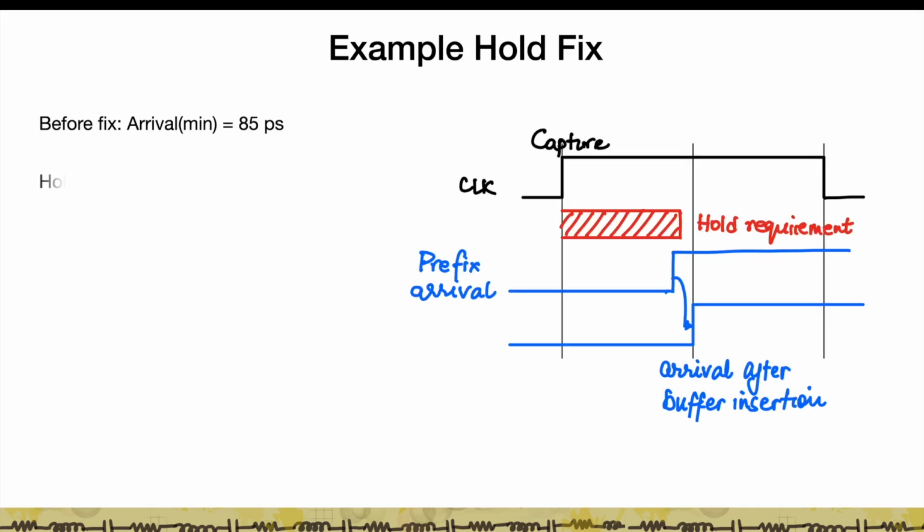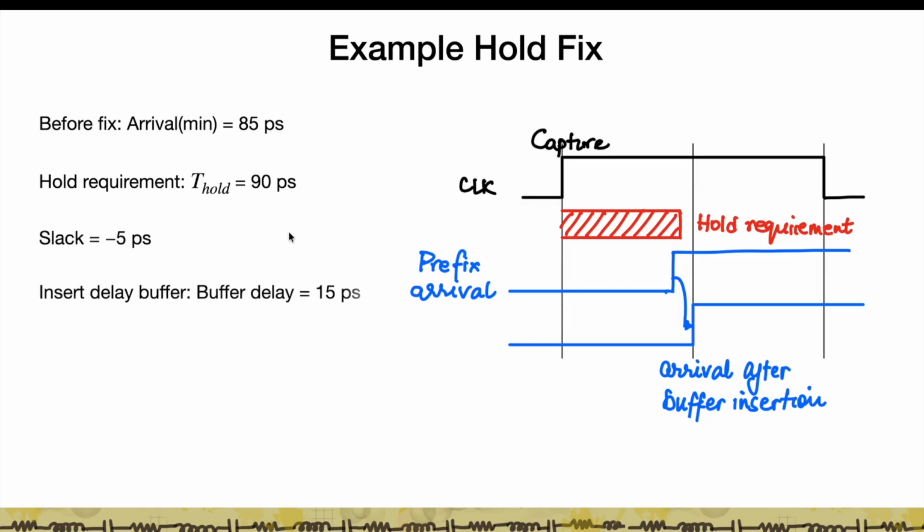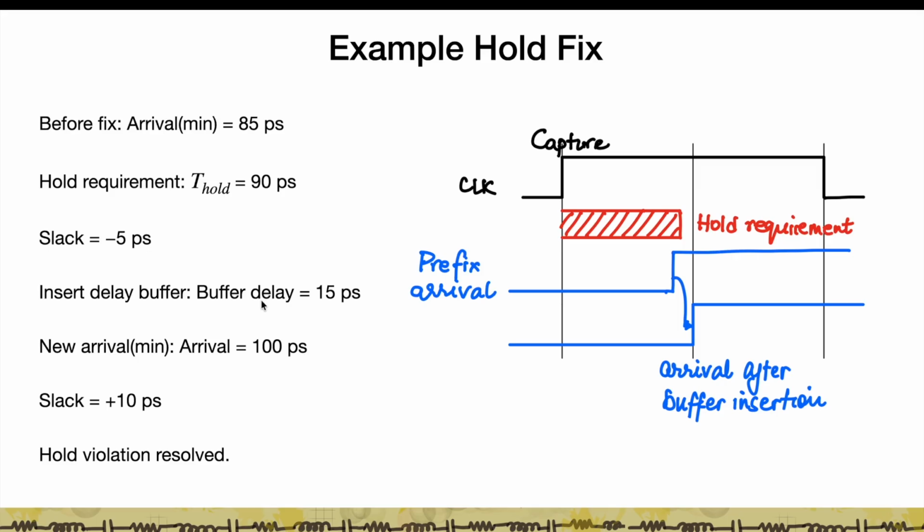So, back to our violating path. Minimum arrival time was 85 picoseconds. Hold requirement 90 picoseconds. A slack of minus 5 picoseconds. We insert a delay buffer with a 15 picosecond delay. So the new minimum arrival time is 85 plus 15, or 100 picoseconds. The new slack is plus 10 picoseconds. Result: a single buffer, 15 picoseconds of added delay, and the path goes from failing to passing with 10 picoseconds of margin.